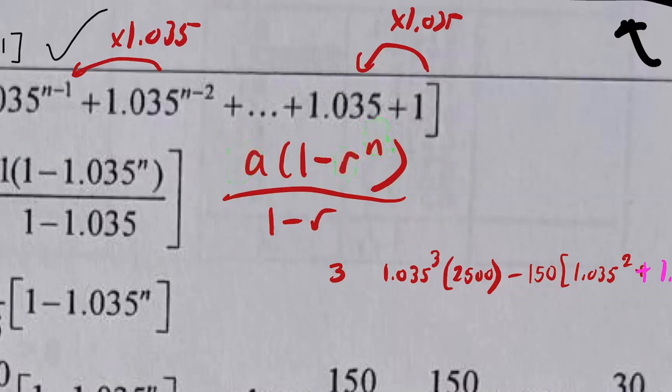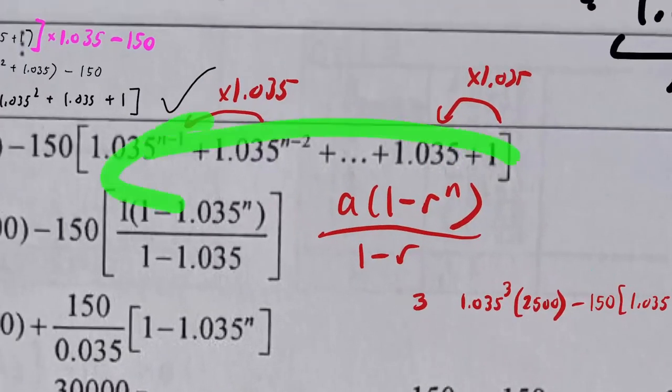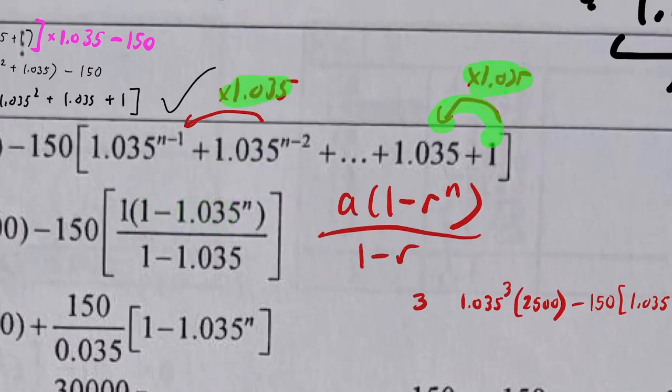So tell me who's the first term when you read from right to left. The smallest guy. Is it 1.035 or is it 1? It's 1. That's why a is 1. Then 1 minus the ratio 1.035, because of the ratio here. Then power the number of terms.